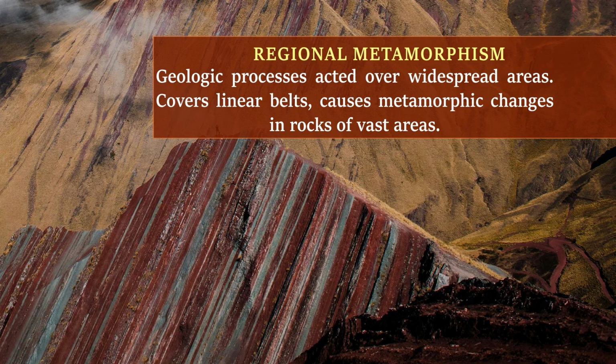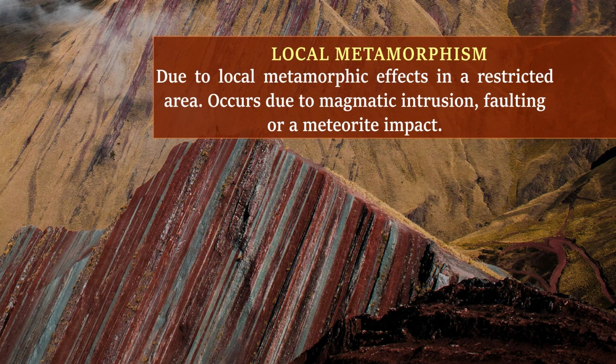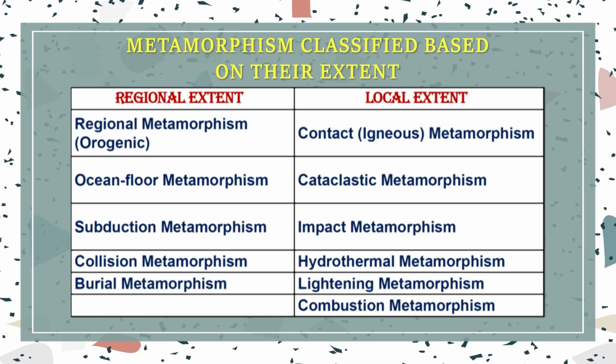Geological processes acting over widespread areas, covering linear belts, cause metamorphic changes in rocks of vast areas. Local metamorphism is due to local metamorphic effects in a restricted area, occurring due to magmatic intrusion, faulting or meteoritic impact. Metamorphism is classified based on its extent.